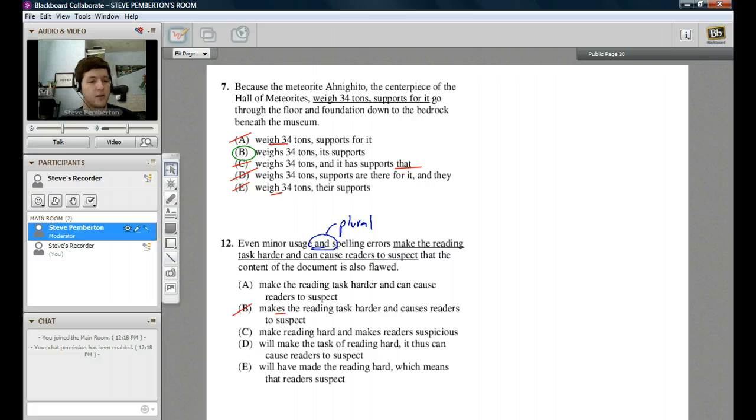So for 12, the make is fine. Anything that says makes is incorrect. So goodbye to B. C is fine, has make. D, they switch it to will make. That could be okay. E says will have made. Have is plural, so that could be okay too. But at least we get rid of the first answer by deciding on the subject-verb error. Now we'll have to compare again. So even minor usage and spelling errors, C, make reading hard and make readers suspicious that the content of the document is also flawed.